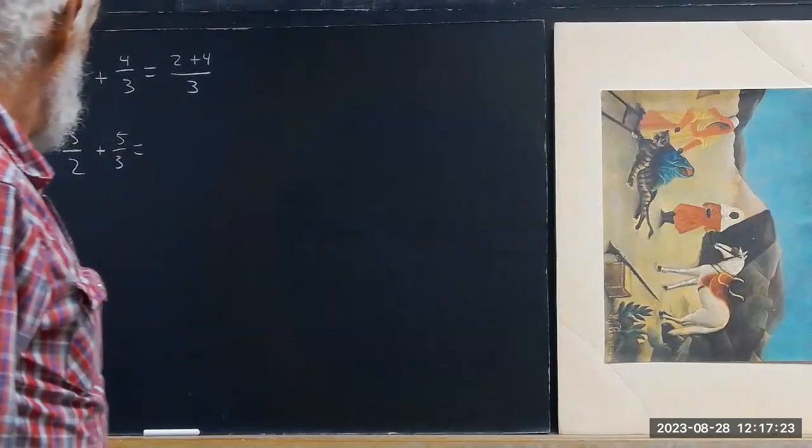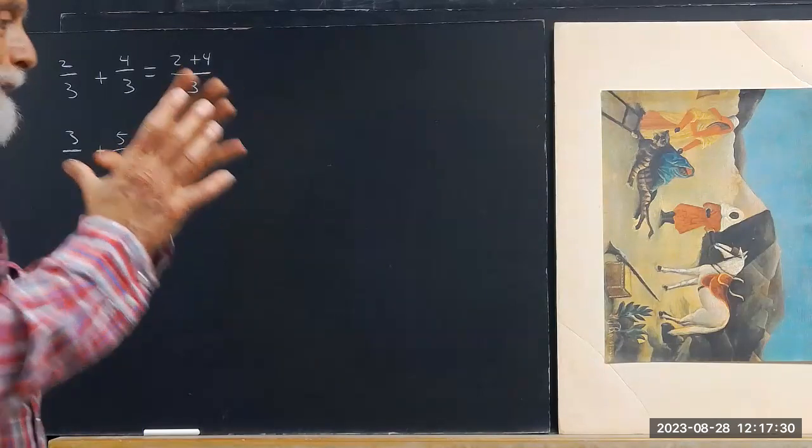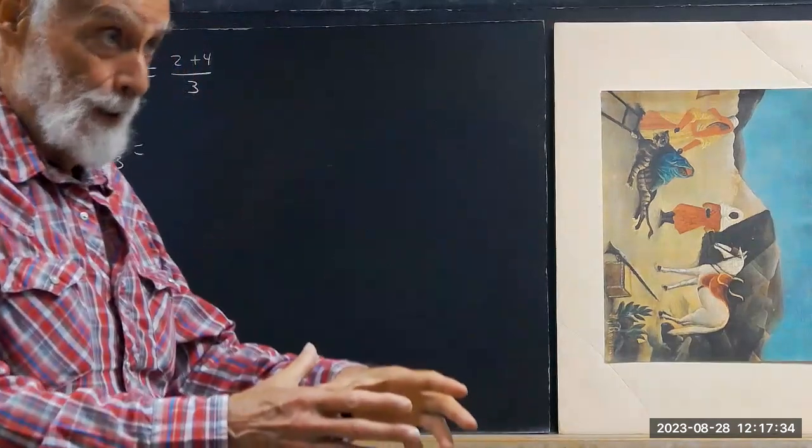You got more than 2 pizzas? Well, you do have more than 2 pizzas because you got 3 halves. It means you're going to take 2 halves of this one. That's a whole pizza. You're going to take another half.